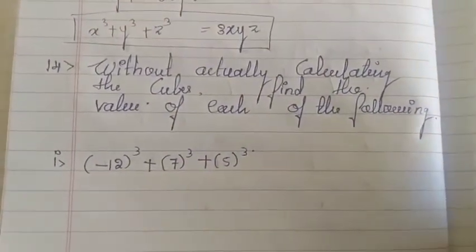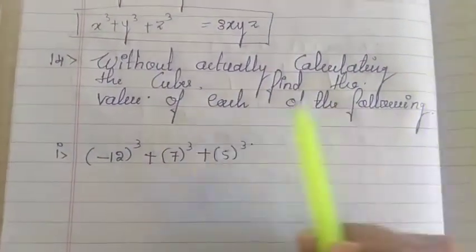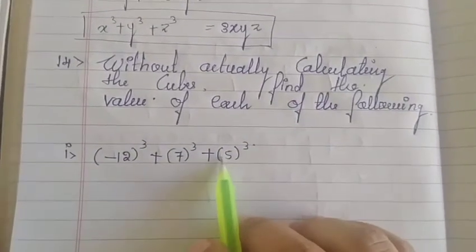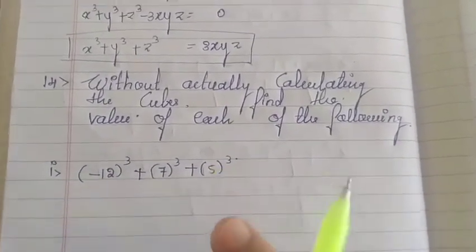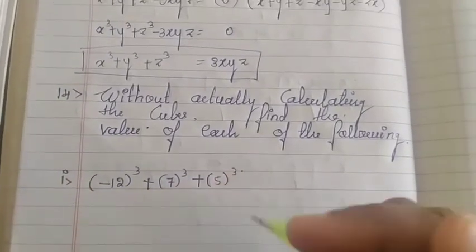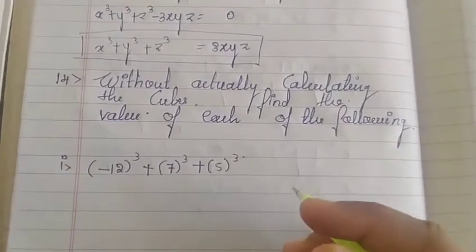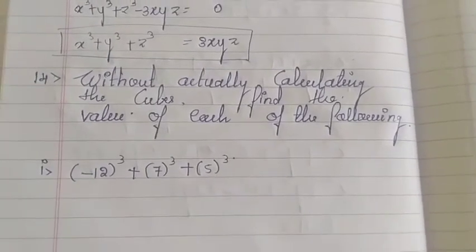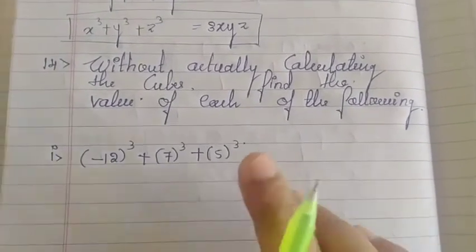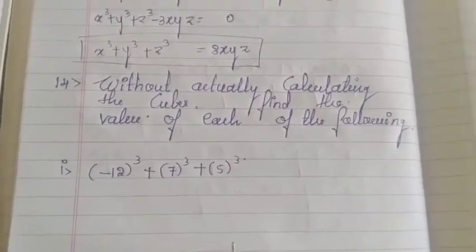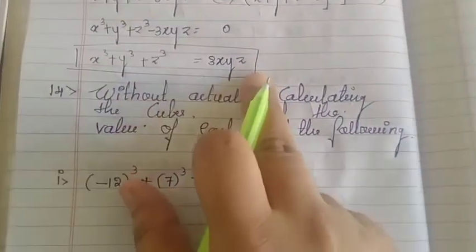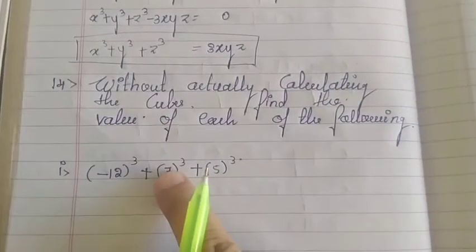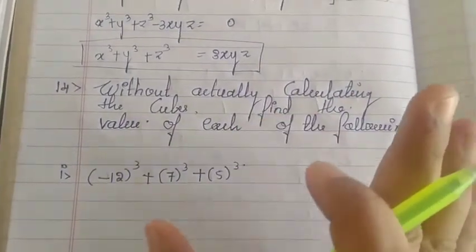So here the 14th question: without actually calculating the cubes, find the value of each of the following. Here is one condition we have studied, right? If x plus y plus z is equal to 0, then x cube plus y cube plus z cube is equal to 3xyz, isn't it? So in order to apply this formula, what you have to do is check whether x plus y plus z is equal to 0 or not.